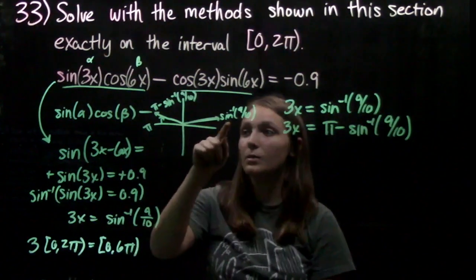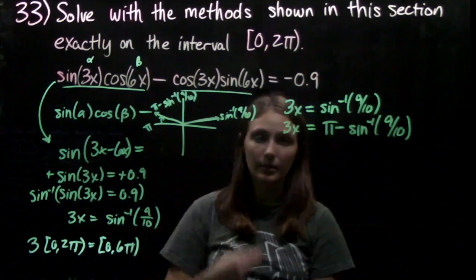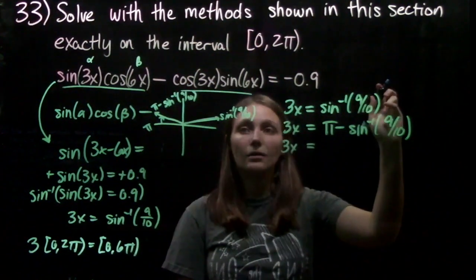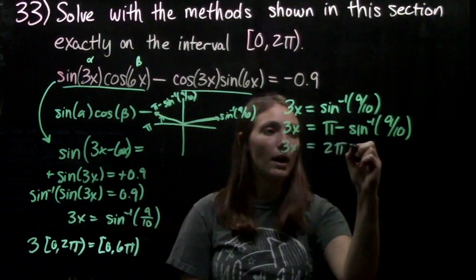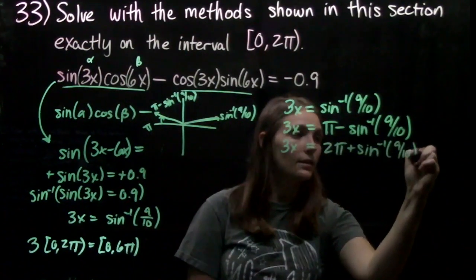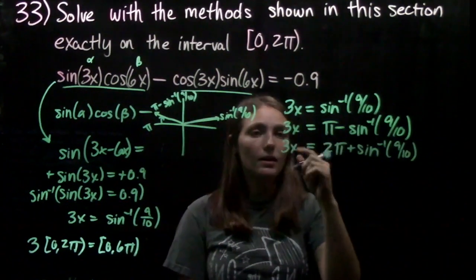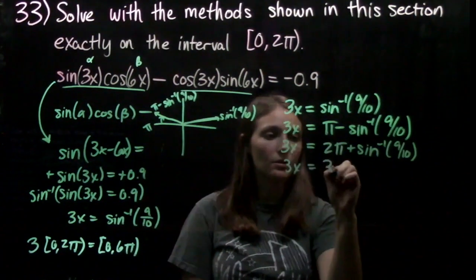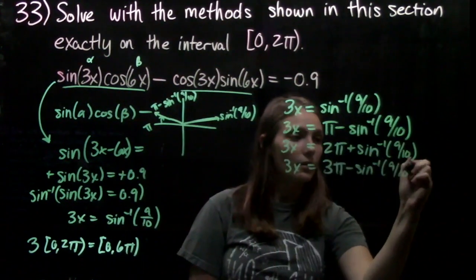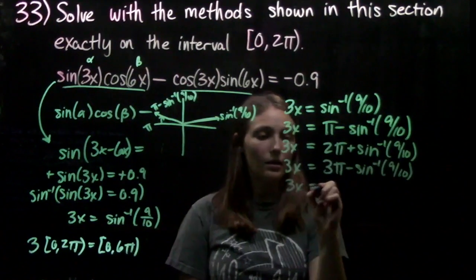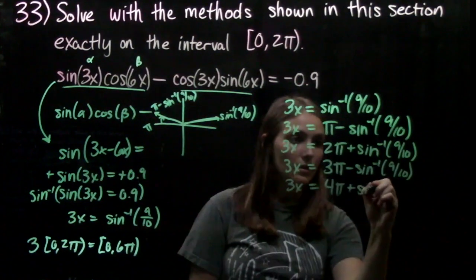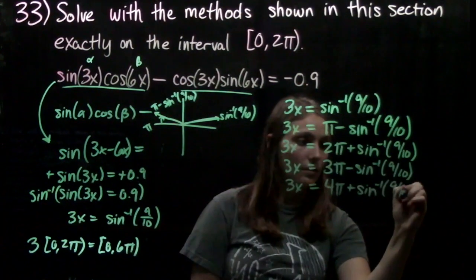So we can add 2 pi to this one and 2 pi to this one continuously. So we'll do that for a couple. We'll do 3x, and we're going to add 2 pi to this one, so we'll have 2 pi plus sine to the negative first of 9/10. And when we add 2 pi to this one, we'll get 3x equals 3 pi minus the inverse sine of 9/10. And keep on going, we'll get 4 pi plus sine inverse of 9/10.